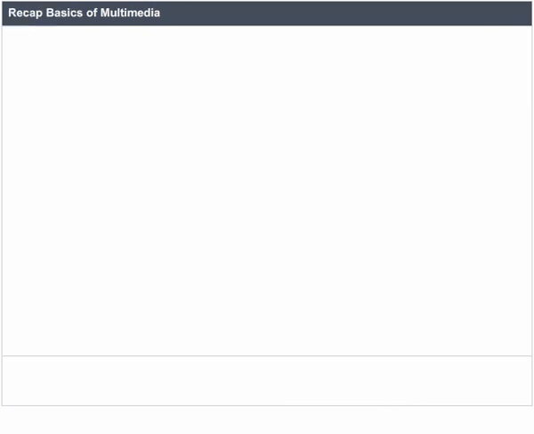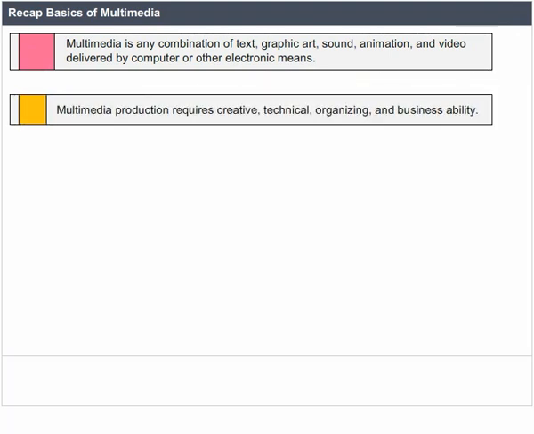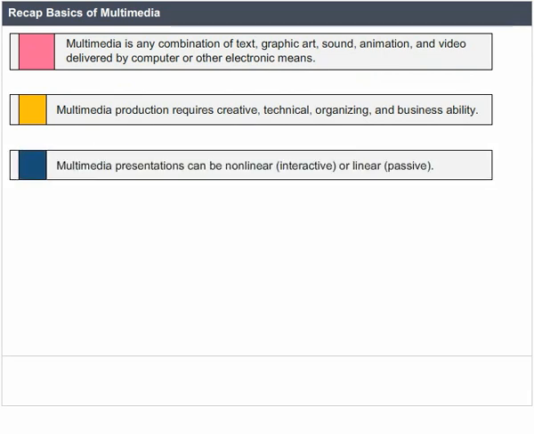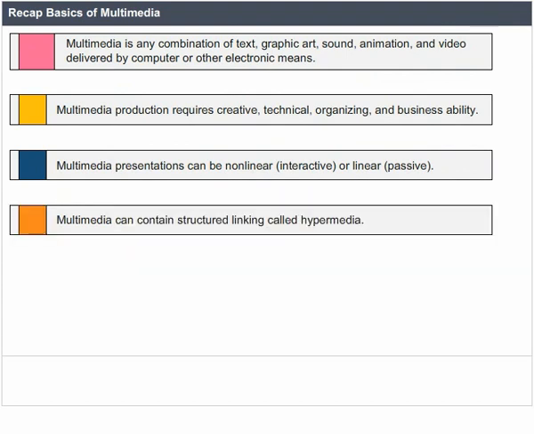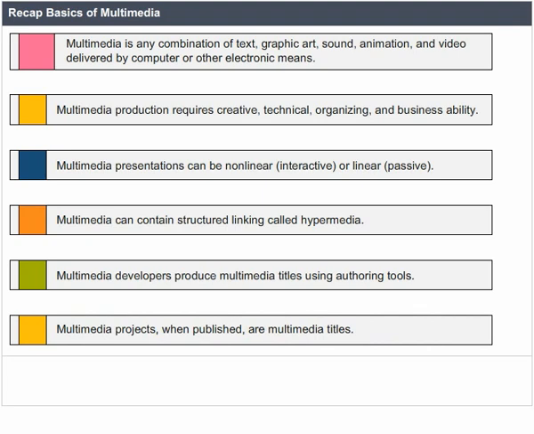Recap basics of multimedia. Multimedia is any combination of text, graphic art, sound, animation, and video delivered by computer or other electronic means. Multimedia production requires creative, technical, organizing and business ability. Multimedia presentations can be non-linear, interactive, or linear, passive. Multimedia can contain structured linking called hypermedia. Multimedia developers produce multimedia titles using authoring tools. Multimedia projects, when published, are multimedia titles.